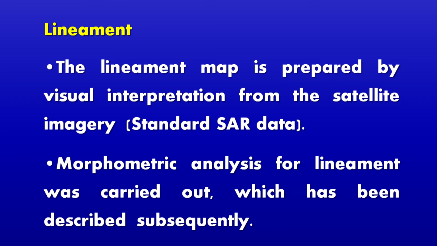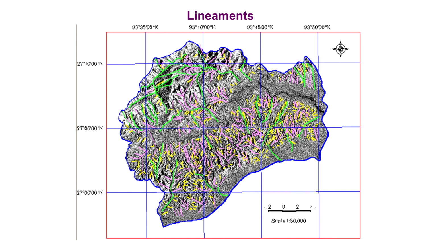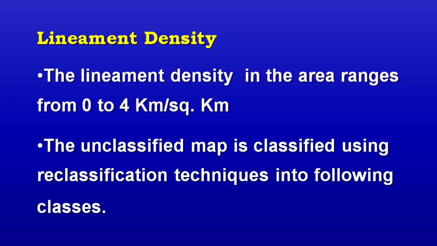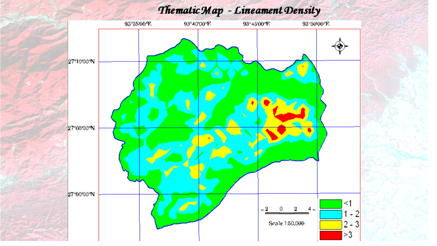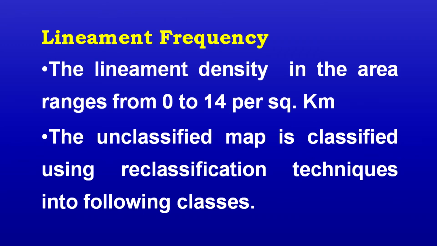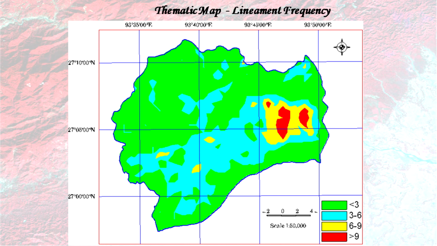Lineament map was prepared by visual interpretation from the satellite imagery and morphometric analysis of lineament was carried out, which has been described subsequently. Now, this is the lineament map and here we can see the different types of lineaments, that is major, semi major or minor lineaments. Then lineament density in the area ranges from 0 to 4 kilometer per square kilometer and the unclassified map is classified showing different categories, as we can see here less than 1, 1 to 2, 2 to 3 and more than 3 lineaments per square kilometer. And the frequency map, the unclassified map is classified again. This is the thematic map showing the lineament frequency, where we have 4 different categories, less than 3 lineaments, then 3 to 6 lineaments, 6 to 9 lineaments and more than 9 lineaments.